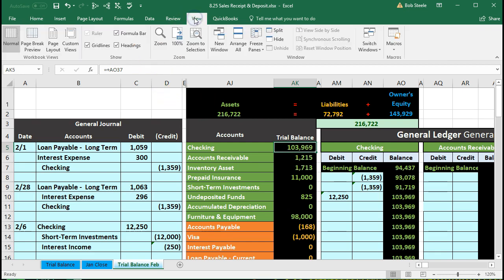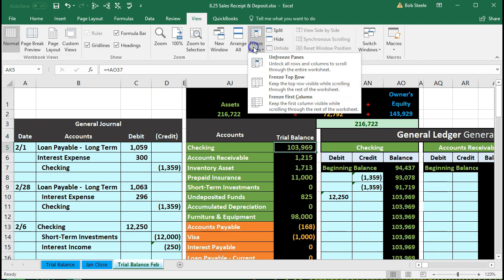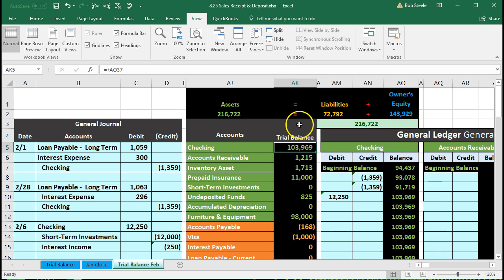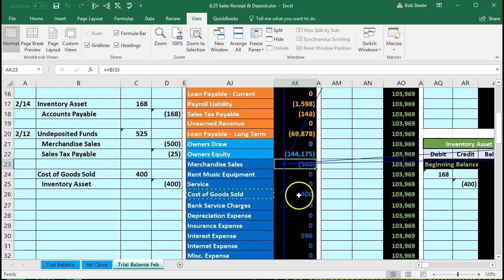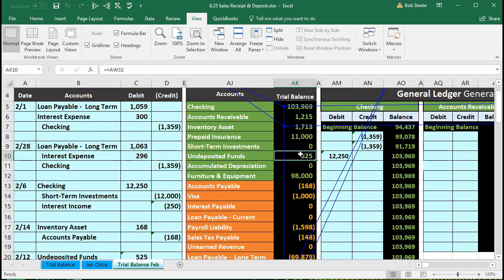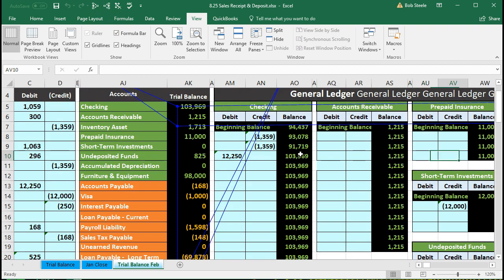So we're going to go to the View tab, Windows Group, Freeze Panes, and Unfreeze the Panes. And then we're going to go up, and I'm just going to point to the financials to see what has changed. We changed the inventory. We did something to that. And scrolling down, we did something to merchandise. So we're going to go see that. We did something to cost of goods sold. So we'll go take a look at those items on the financial statements.